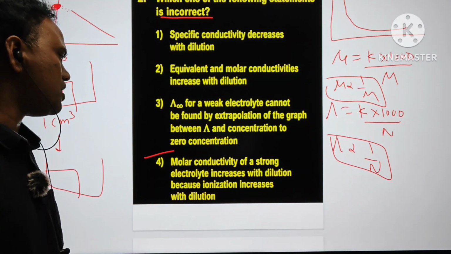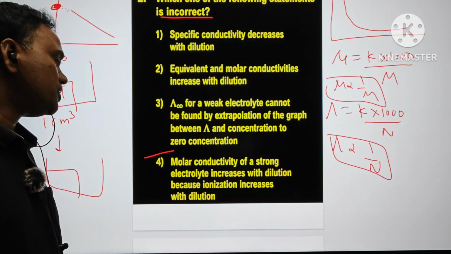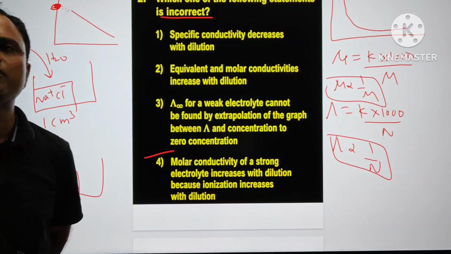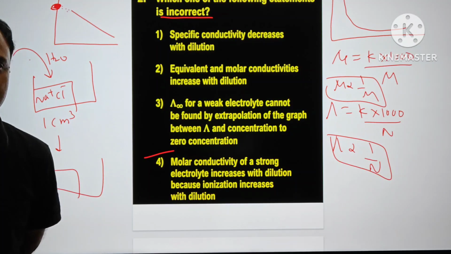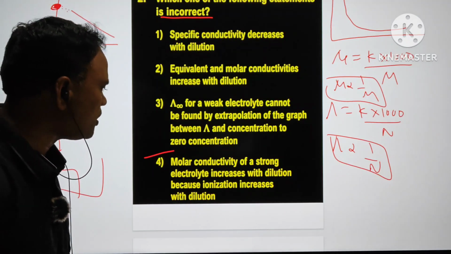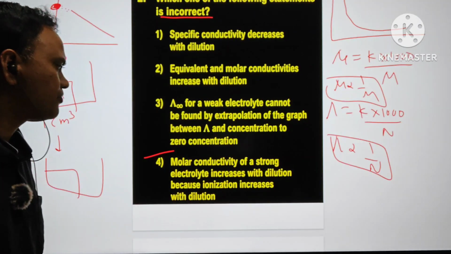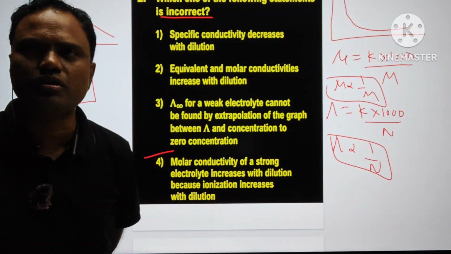Molar conductivity of strong electrolyte increases with dilution because ionization increases with dilution. This is a very conceptual question. This is an incorrect statement. Why is this an incorrect statement? Molar conductivity of a strong electrolyte increases with dilution because ionization increases with dilution.